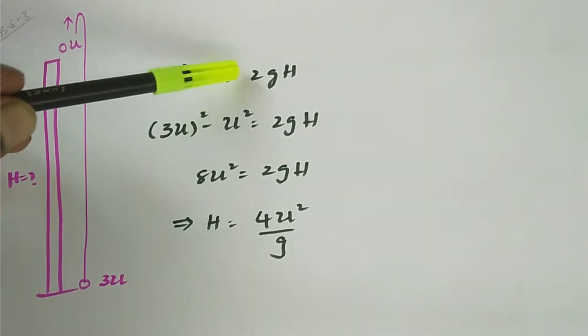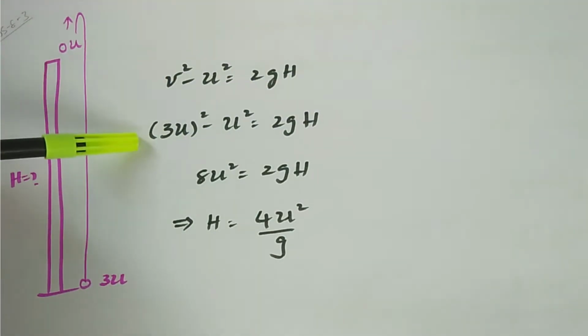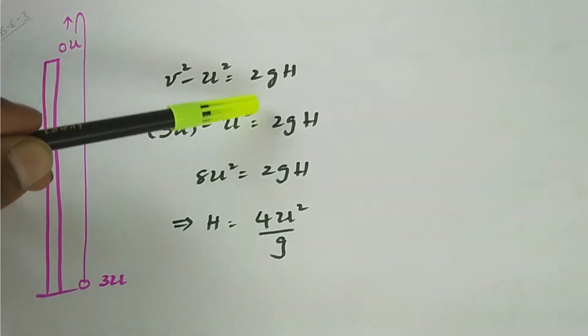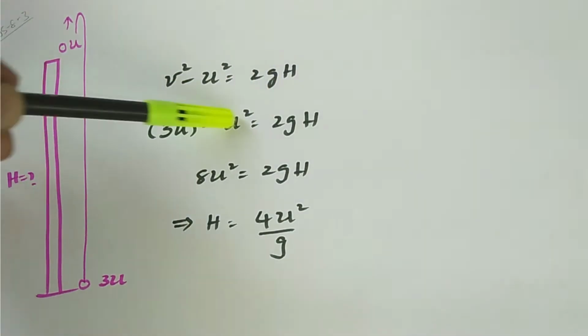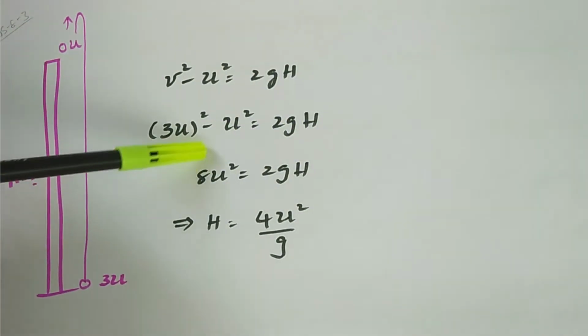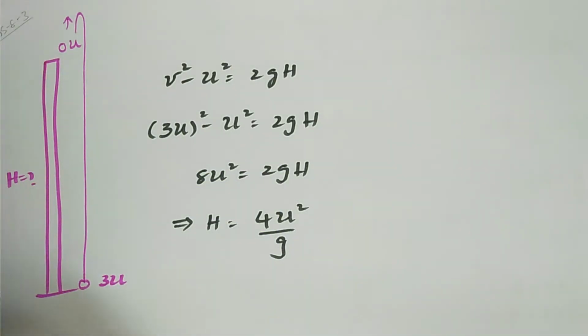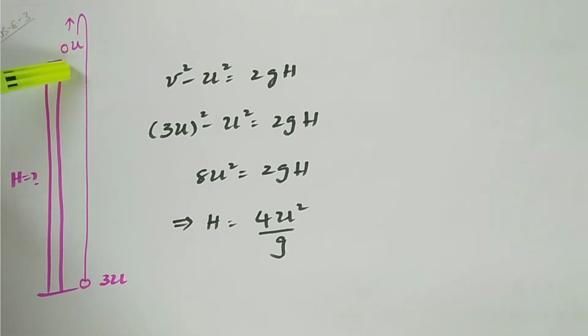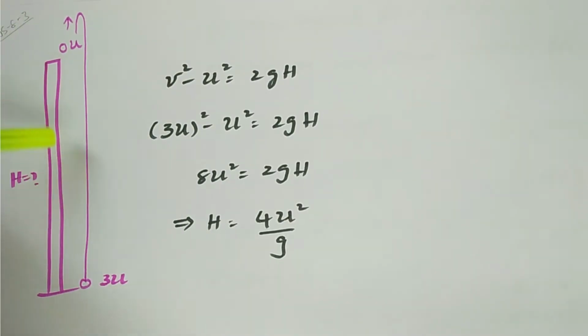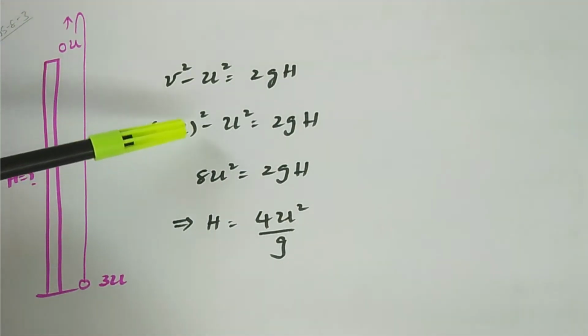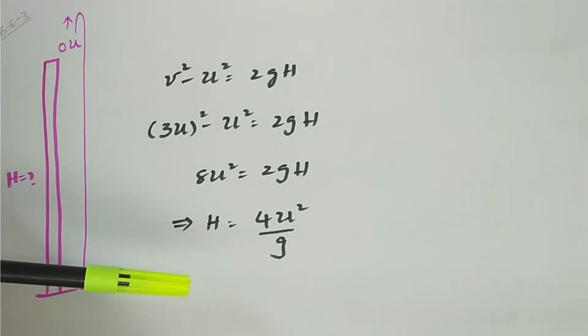We have used v square minus u square equal to 2gh. V means 3u whole square minus u square equal to 2 into g into h, where h is the height of the tower. So it is 9u square minus u square, 8u square equal to 2gh, h equal to 4u square by g. In this problem, even if the object is thrown vertically downwards with the same speed, you get the same answer.